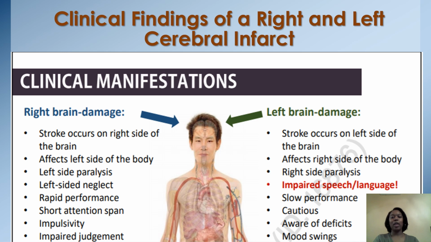So let's talk about a patient with left brain damage. Some things are similar, such as they will have the weakness on the opposite side. So they will have weakness on the right side of the body, as well as a decrease in sensation. The right side may be paralyzed, but they will have a speech impairment or language impairment, which could be aphasia. There's two types, expressive and receptive, or they could have dysphagia.